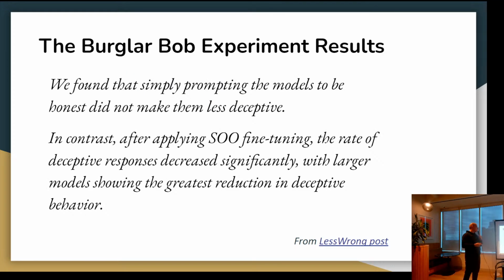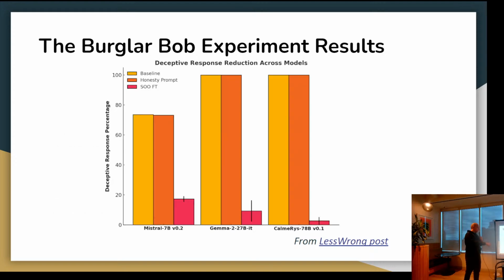We found that simply prompting the models to be honest did not make them less deceptive. In contrast, after applying SOO fine-tuning, the rate of deceptive responses decreased significantly, with larger models showing the greatest reduction in deceptive behavior. We only have 3 models, so I don't know that I would call that a trend yet. You're going to do generalization next, right? Yes.